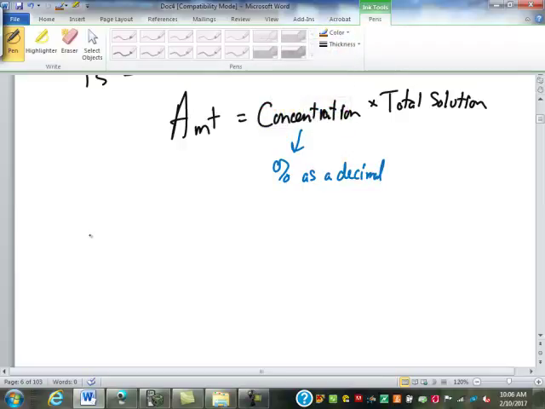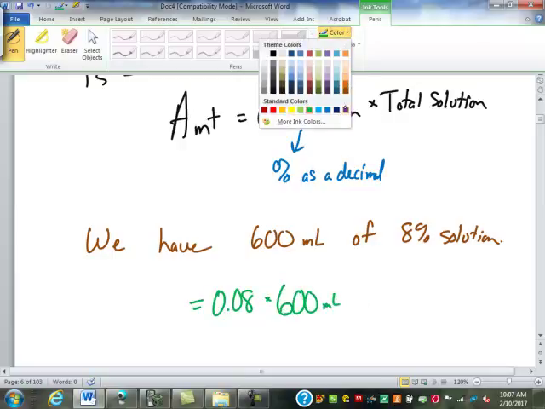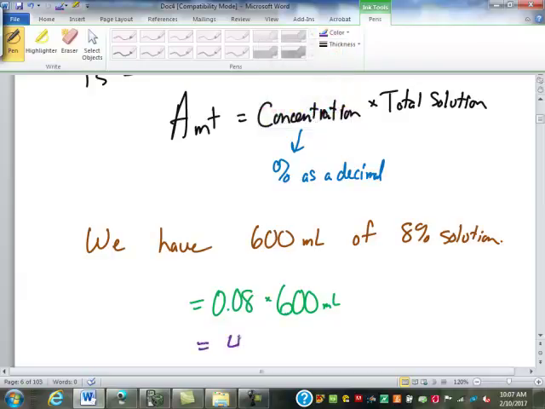So if we have 600 milliliters of 8% solution, the amount of that solute, the amount of active ingredient in that solution is 8%, 0.08 times 600 milliliters, which is going to give us 48 milliliters. So whatever serum it is that we're using, whatever we're using for a solute, there's 48 milliliters of that substance in that solution.